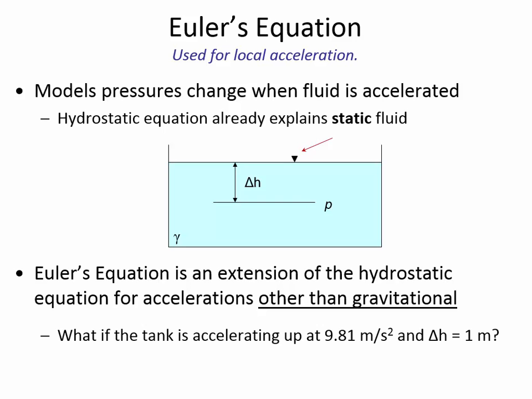So take, for instance, what if the tank that's pictured here was accelerating upward at 9.81 meters per second squared? So delta H is 1 meter, and it's not just motionless, it's accelerating up. I'd like you to take a stab at guessing what the pressure will be at that depth of 1 meter because of the fact that it's accelerating upward. So do that calculation. See if you can calculate it.